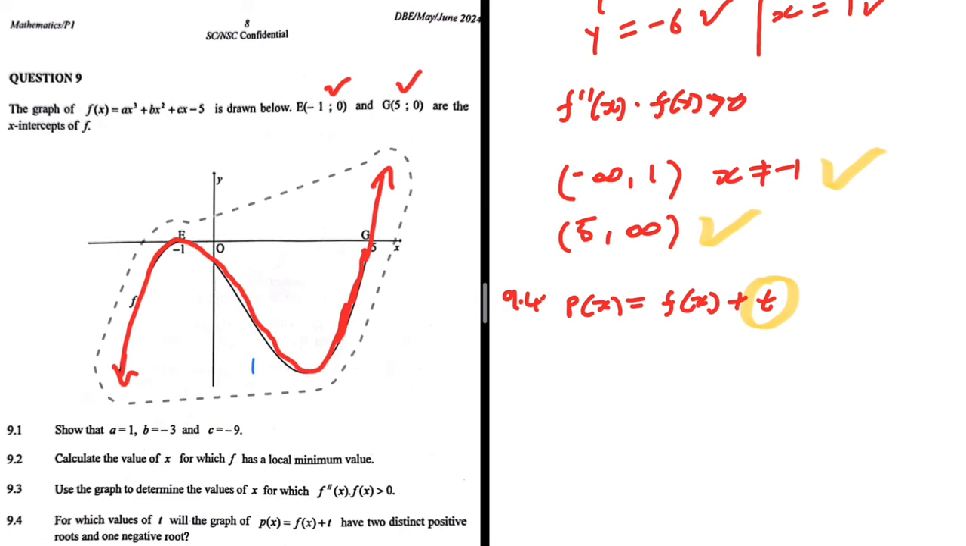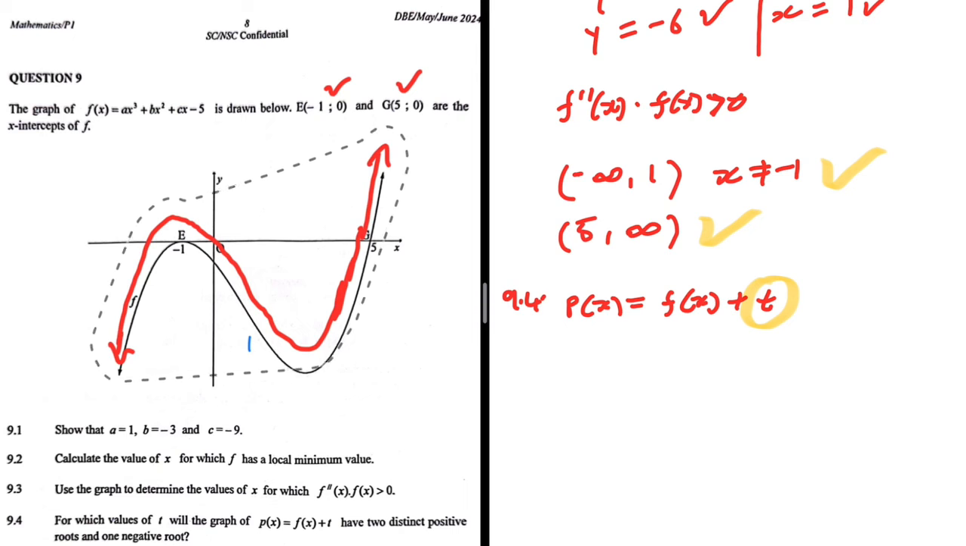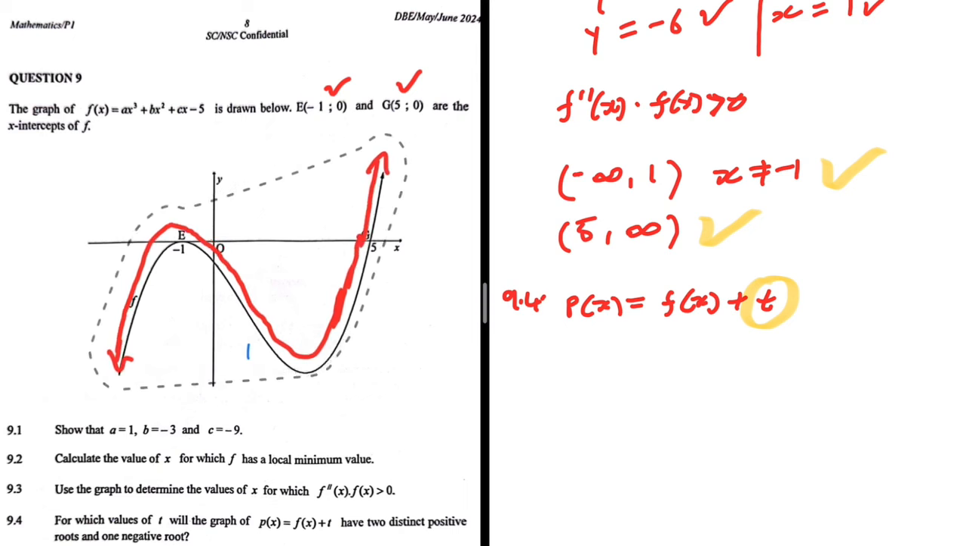So take a look at this. Right now we have one negative root which is at -1. Well, one negative and one positive because we have positive 5 then. We need two positive roots and one negative. So take a look at this. If we shift this graph slightly upwards, let's shift it here, you're gonna see that we have two negative and one positive.